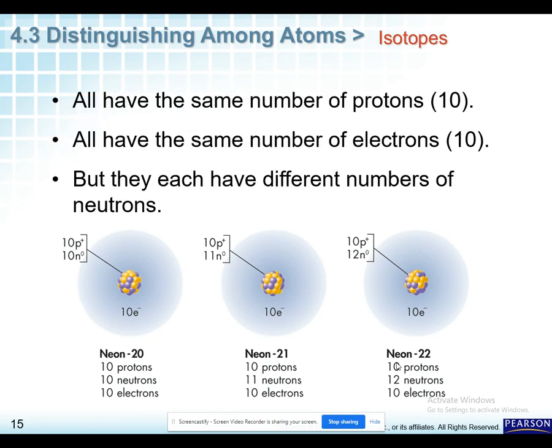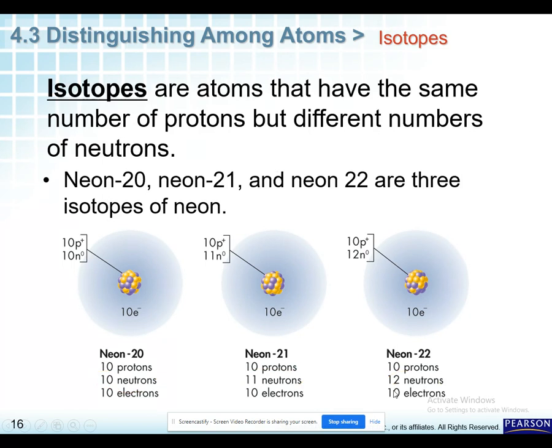Well, 1, they all have the same number of protons. Every single one of them has 10 protons. They also all have the same number of electrons, 10, 10, 10. What's different is the number of neutrons. So for example, this one has 10 neutrons, this one has 11 neutrons, and this one has 12 neutrons.